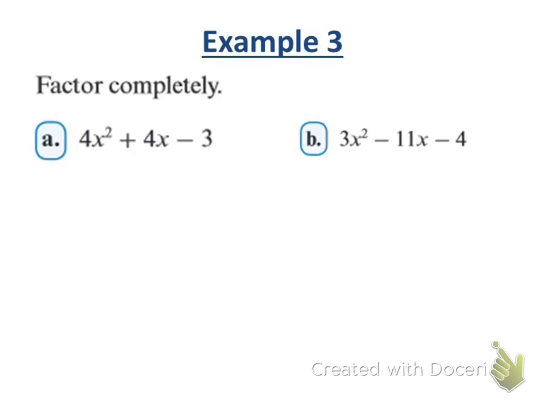4x squared plus 4x minus 3. All right? This is going to factor to a pair of binomials, right? I got it. What's 4 times negative 3? Negative 12. And what are the factors of negative 12 that add up to be positive 4? 6 and negative 2.